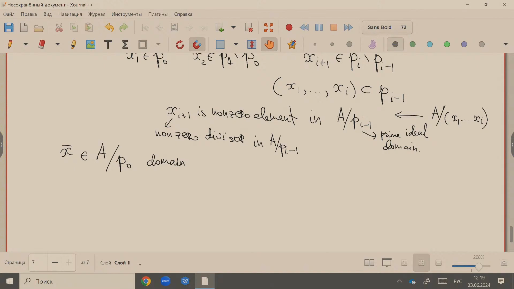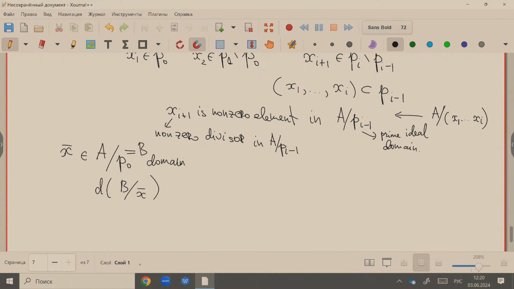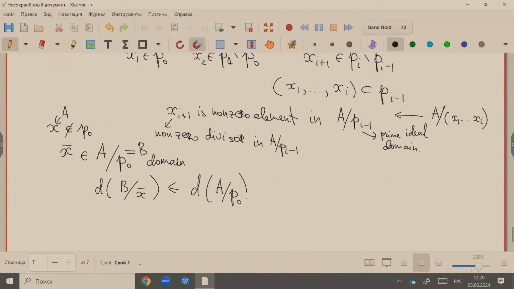Well, generally speaking, to choose a system of parameters, we also need to choose at each step a non-zero divisor modulo the others. But to estimate dimensions, this can be bypassed in the following way. We start with a non-zero divisor initially. Let's put that this is just B. This is an integral domain. So we can put d of B mod x tilde, x tilde is the image. So we take x in A that doesn't belong to P0, the first element of this sequence. And this is less than or equal to d of A mod P0 minus 1, by the previous lemma, by the previous proposition.